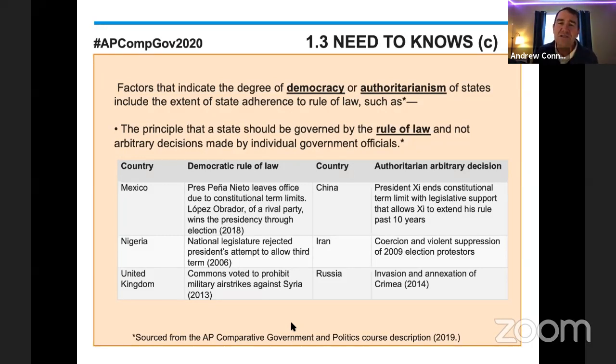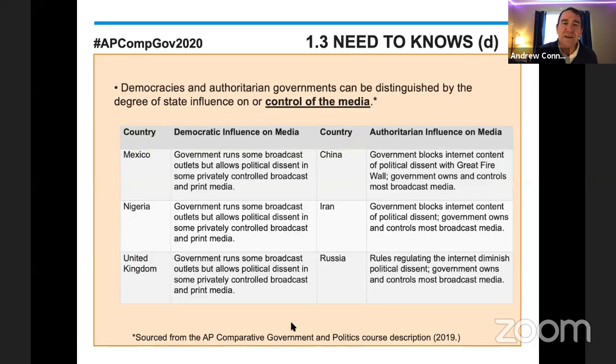And then in Russia, you see examples of using military force to go into neighboring countries, specifically Ukraine, in Russia's case, and actually take over large pieces of land like Crimea, of being a more authoritarian or arbitrary decision that would not be in keeping with the rule of law. So in some cases, rule of law can actually be described a little bit easier than it can be defined.